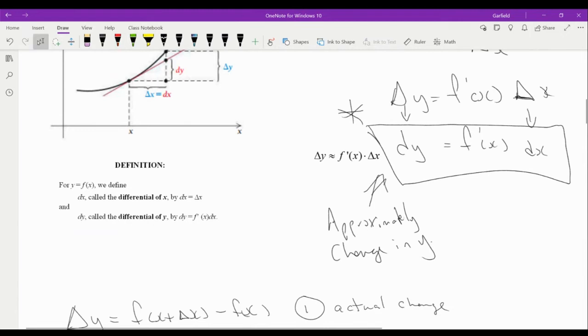Also some words for this. The dx here is called the differential of x, and dy is called the differential of y. So just some new terminology. Okay. And you know, they're saying the same thing we're saying here. So dx is equal to delta x, which is what we did over here. And dy is equal to f prime of x delta x.